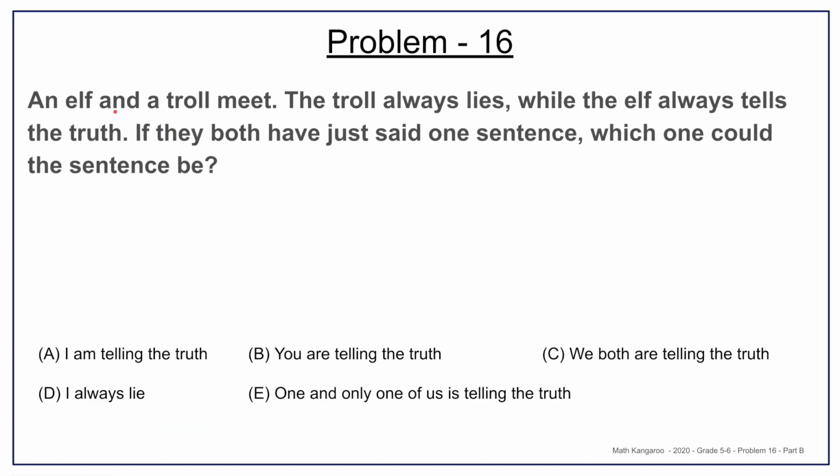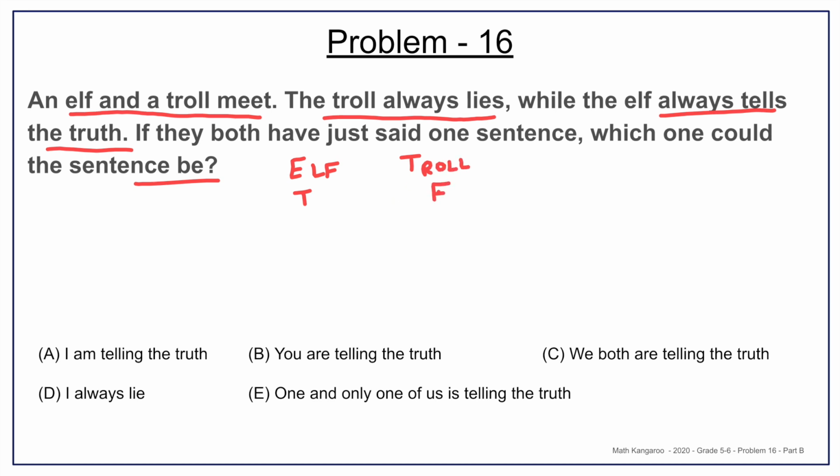Problem 16. An elf and a troll meet. The troll always lies, while the elf always tells the truth. If they both have just said one sentence, which one could the sentence be? These are our options. Now from the question we know that we have an elf who always tells the truth and we represent it with T. We have a troll who always lies. So we represent a lie statement as F.